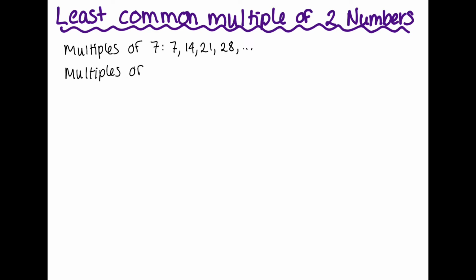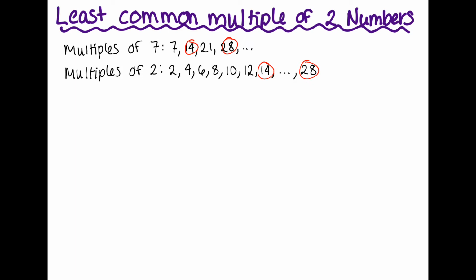multiples of 2. So multiples of 2: 2, 4, 6, 8, 10, 12, 14, and so on. Eventually you'll get to 28. So common multiples between these lists, 14 is on both of these lists, 28 is on both of these lists. Those are both common multiples of 7 and 2. They are numbers divisible by 7 and they are numbers divisible by 2.